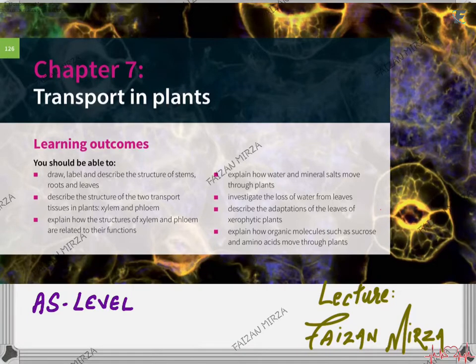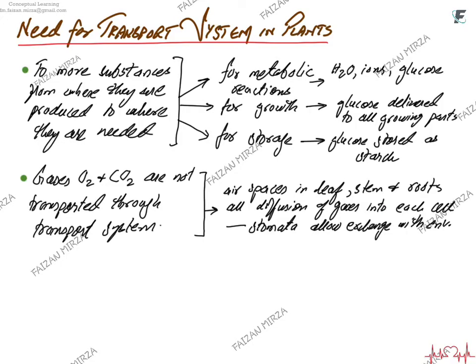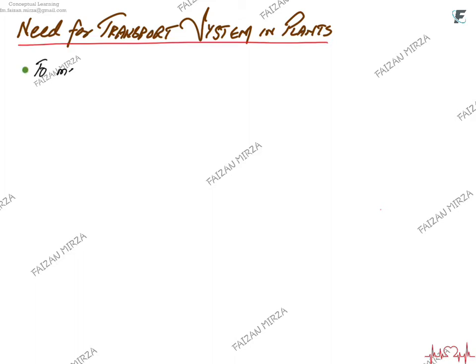We are discussing transport in plants. When we're discussing transport in plants, there are some basic facts that we have to keep in mind. Like why there is a need for a transport system in plants. There is no circulatory system like the cardiovascular system that we have in our bodies. But plants do have a transport system. In fact, two major transport systems, the xylem and the phloem.